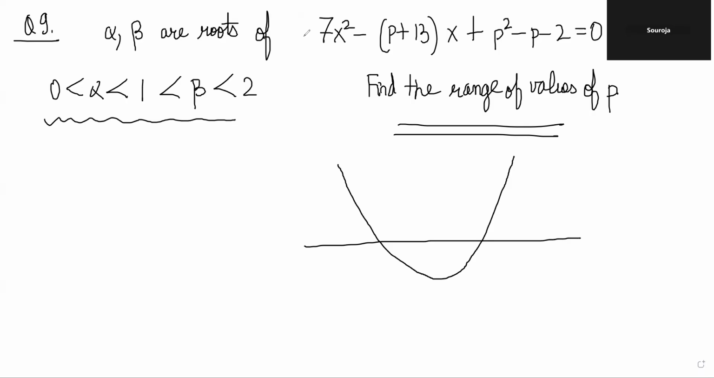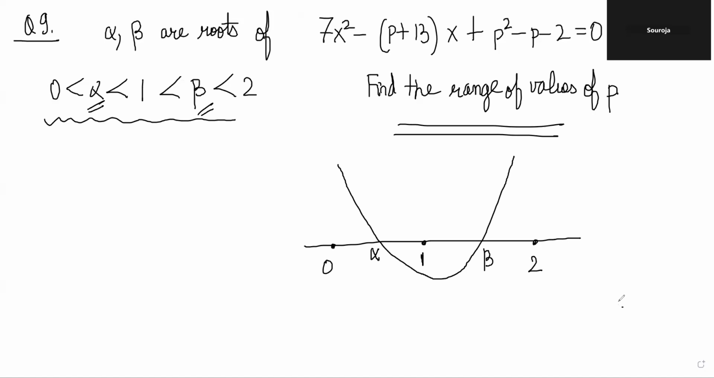Okay. So this quadratic is an upward facing quadratic, right? Lower root is alpha, bigger root is beta. So this is marked alpha, this is marked beta. And obviously they have told us that 0 is here somewhere, 1 is somewhere in the middle, and 2 is somewhere here. Correct?